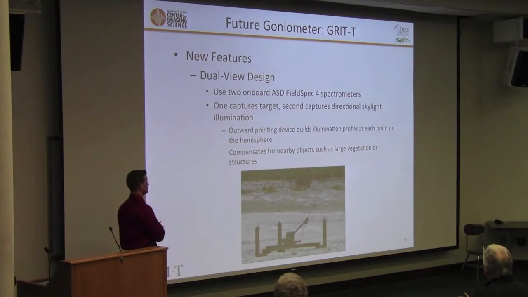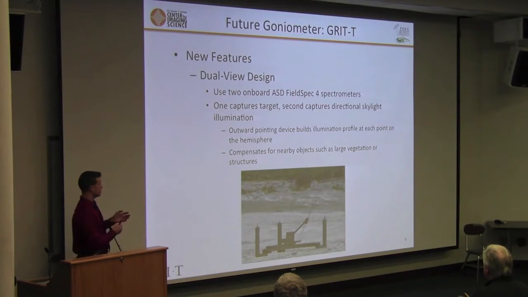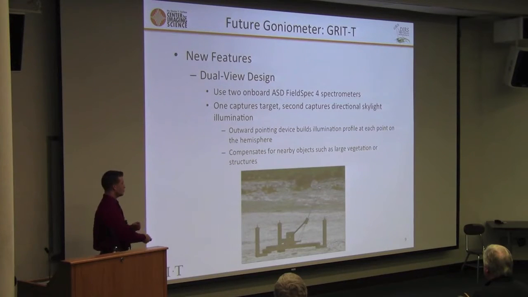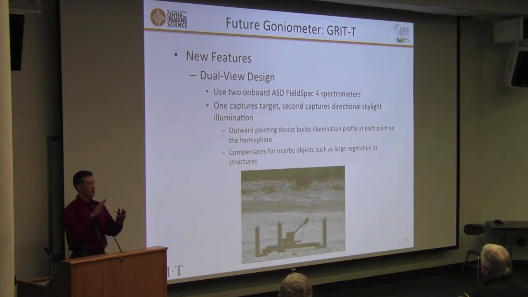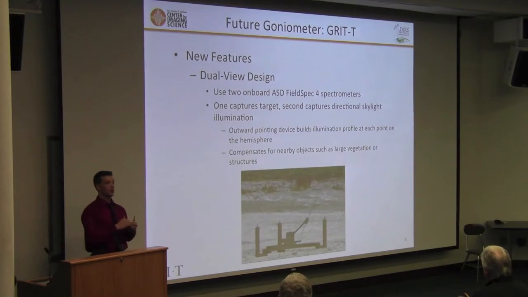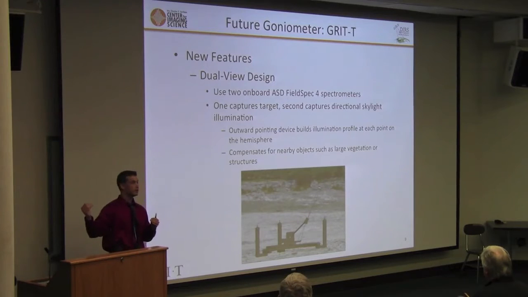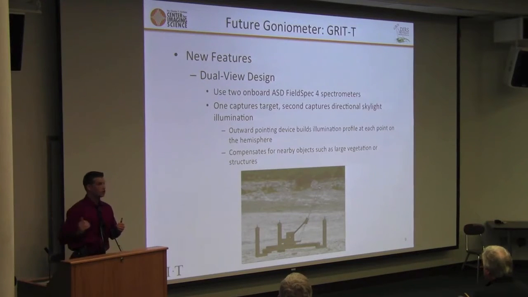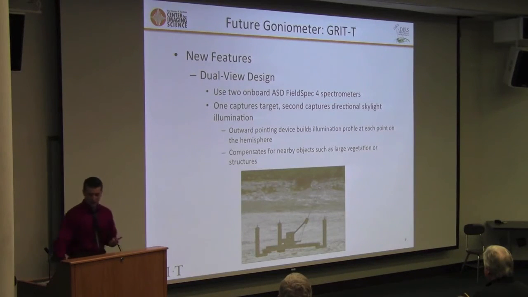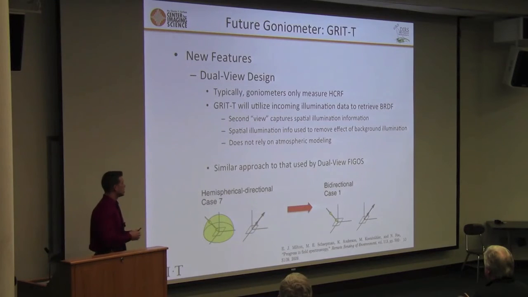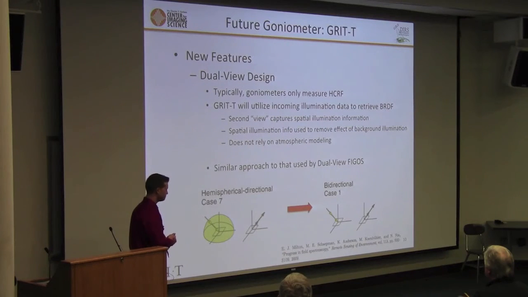So what we've done is we've essentially used two ASD FieldSpec 4 spectrometers to monitor this. And one of them stares down at the target, as you see here. The other one is staring exactly opposite, back up at the sky. And over the course of the scan, we'll build up an illumination profile that is spatially resolved, in addition to the spectrometer that Dr. Bachman typically runs, which is monitoring temporal changes. So now you have that temporal and that spatial information that you need to get back to actually gathering true BRDF, or a very close approximation to BRDF.